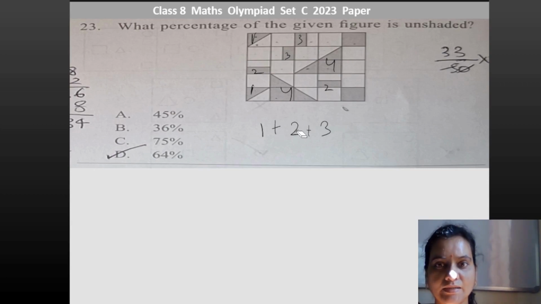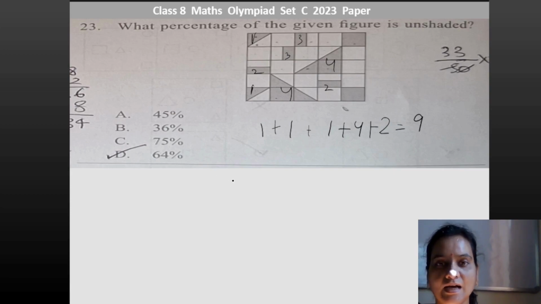So instead of 2 and 3, I'll write 1 and 1, because for adding it should not be 2 and 3. 1 plus 1 plus 4 for these four shaded regions. And then we have got 2 full squares, so 2 more. So 9 are totally shaded, out of how many? 5 times 5, 25. So 9 by 25 is shaded.